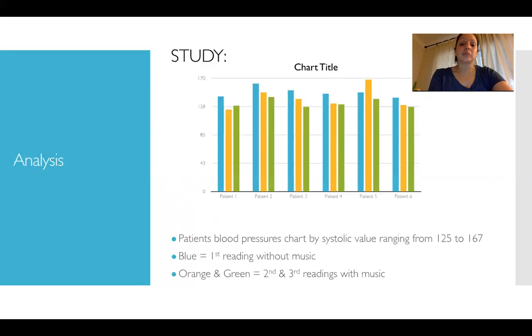My study. So this was a chart indicating the 6 patients and their blood pressures over a 28-day period. So patients' blood pressures chart are by systolic value ranging from 125 to 167. The blue bar indicates the first reading without music. The orange and green bars indicate the second and third readings with music.